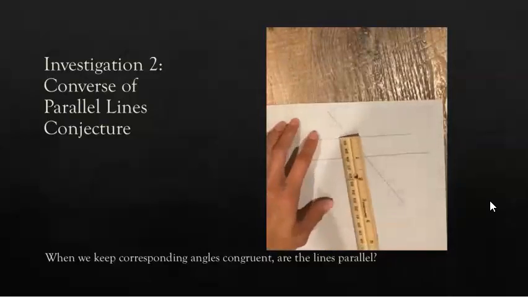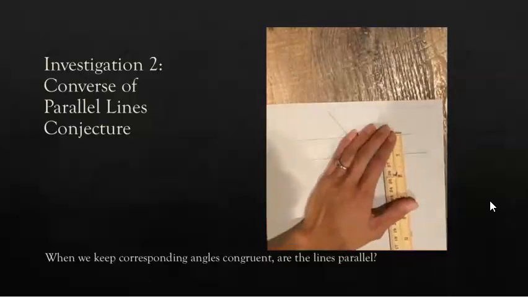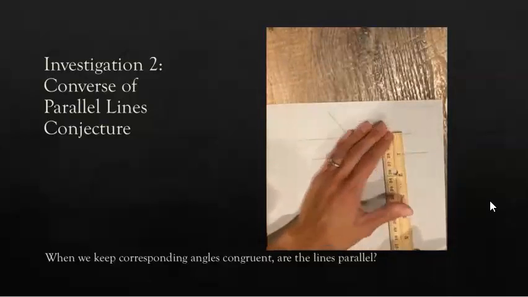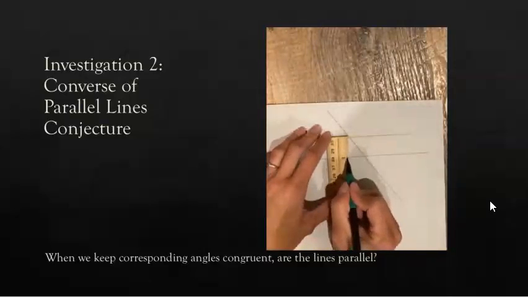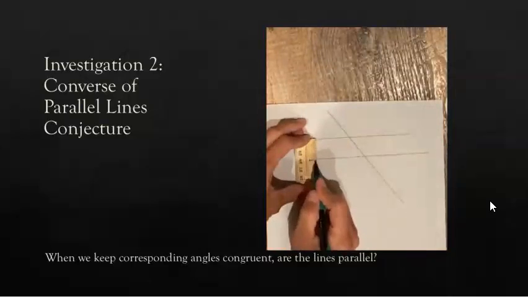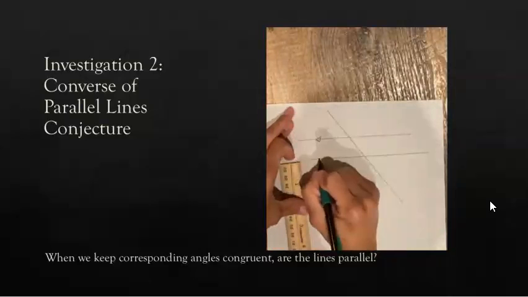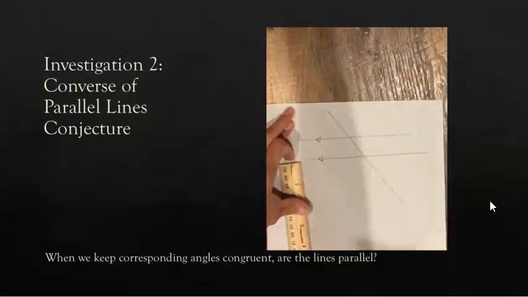Now we're going to measure these lines throughout and see if these lines are parallel. If we use a ruler to measure the distance between the 2 lines and we see that it's the same distance between them everywhere, then that means those lines are parallel. So in this case, we have proven that if we keep corresponding angles congruent, those lines will be parallel. So that's part 1 of the converse of parallel lines conjecture.